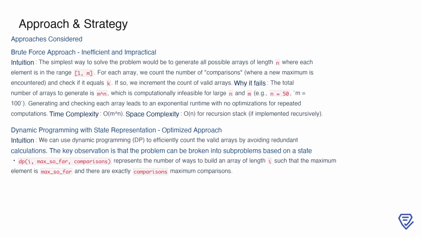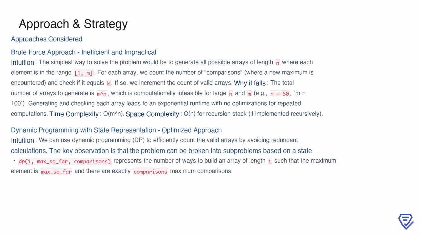To solve this problem, we start by considering a naive brute force approach. The intuition behind this method is simple: generate all possible arrays of length n where each element is within the range 1 to m. For each array, we count how many times a new maximum is encountered, which we refer to as a comparison. If this count matches the target k, we consider the array valid and increment our result. While this idea is conceptually straightforward, it quickly becomes impractical.